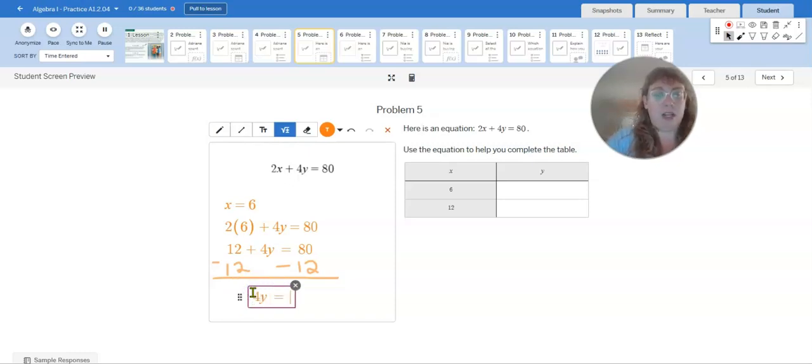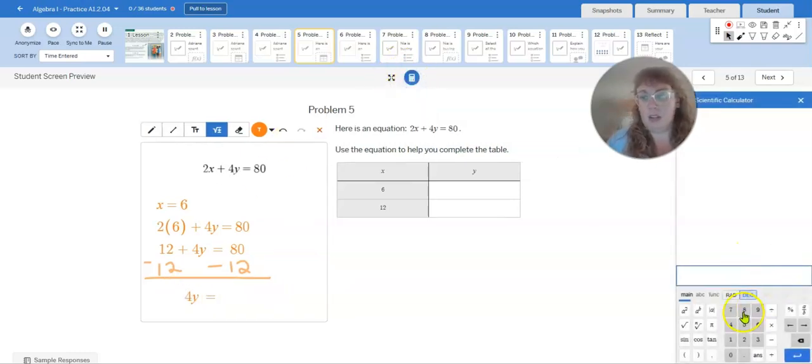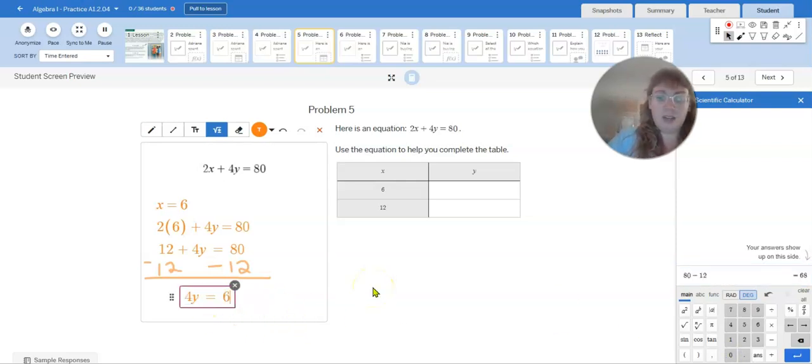And then we get 4y equals 80 minus 12, which is 68. And then we'll divide both sides by 4.